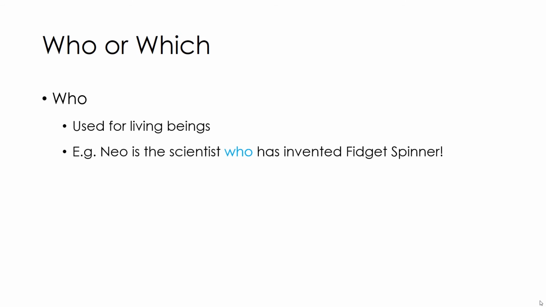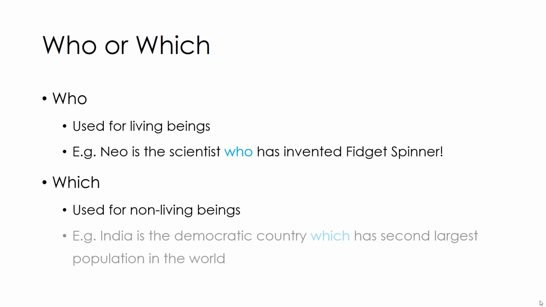Who or which? Who. It is used for living beings. For example, Neo is the scientist who has invented fidget spinner. In this example, Neo is a living being, that's why who is used. Which. It is used for non-living beings. For example, India is the democratic country which has second largest population in the world. Often both of these words are used interchangeably, which is incorrect. They should be used as per type of the subject.